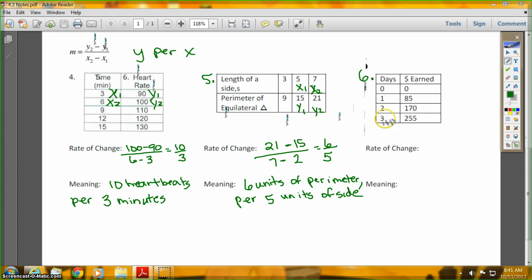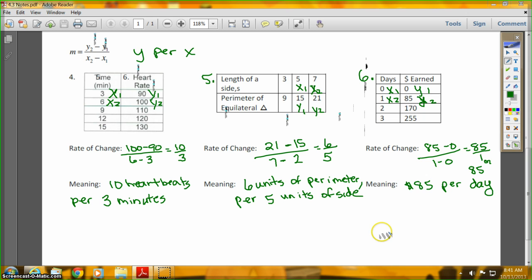Number 6. Again, rate of change. I think I'm going to start with 0, 0. That would be easy to work with. x1, y1. And the first one, x2, y2. So I'm going to start off with 85 minus 0, y2 minus y1 over 1 minus 0, x2 minus x1. That gives me 85 over 1, or just 85. And that means he's earning $85 per day.